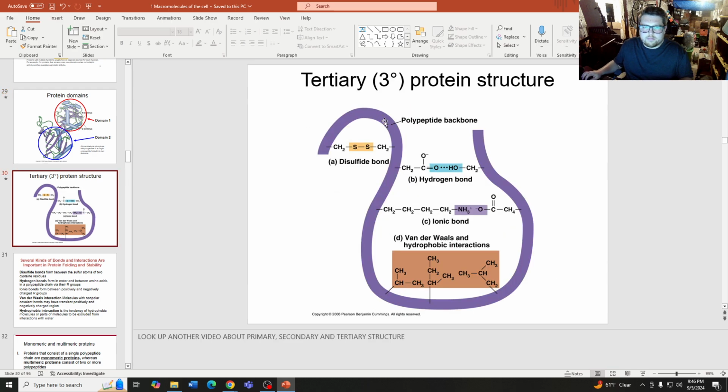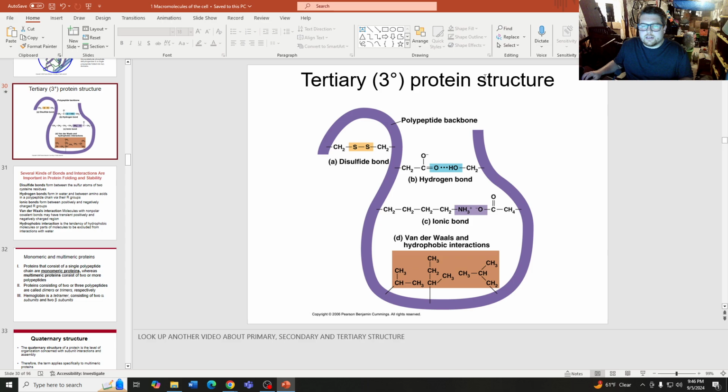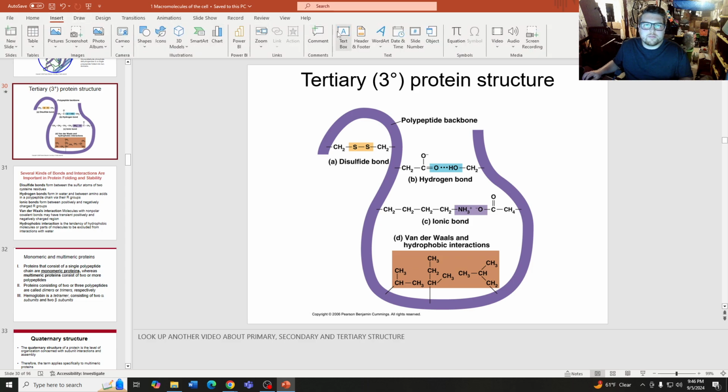This is just showing the overall, the general structure. That tertiary protein structure, polypeptide bond. You have all the different types of bonds. You can have disulfide, hydrogen, ionic, and van der Waals, and hydrophobic interactions. It's held together primarily by hydrogen bonds, but all of these are included. This is typically some kind of test question.